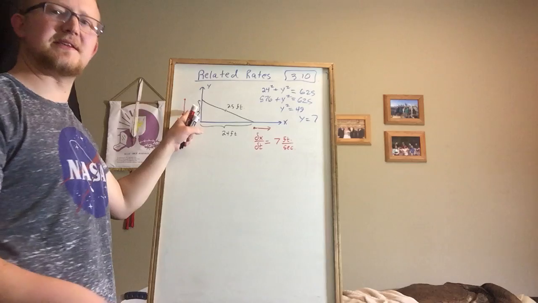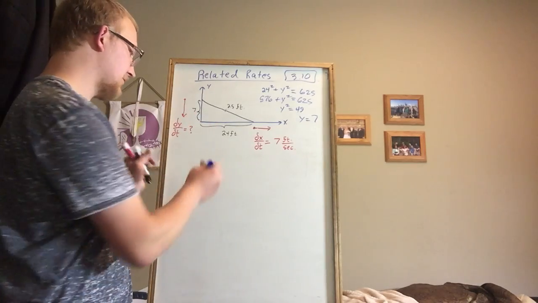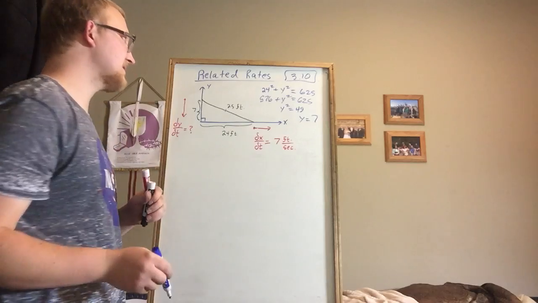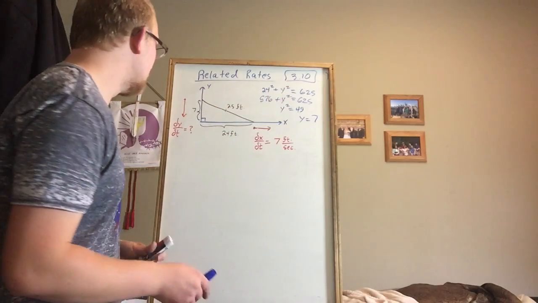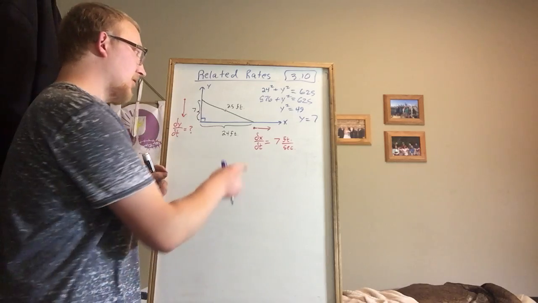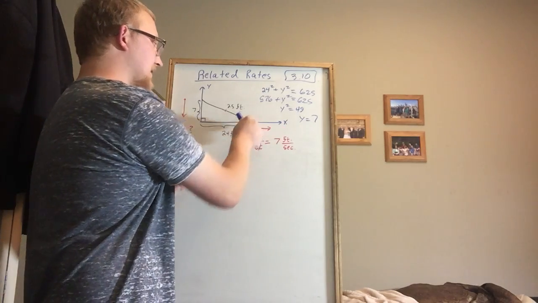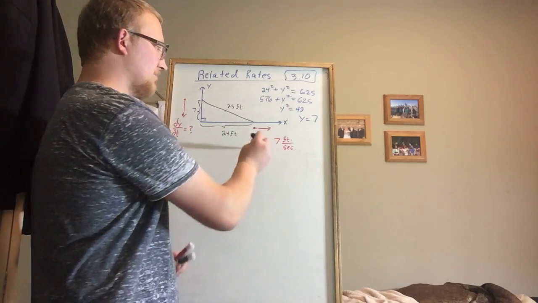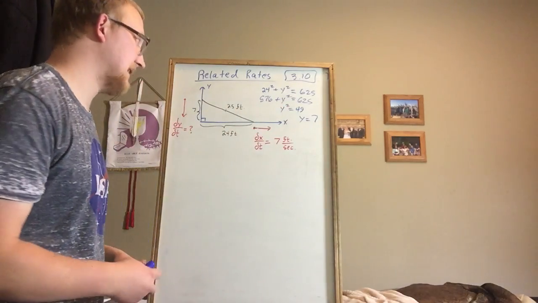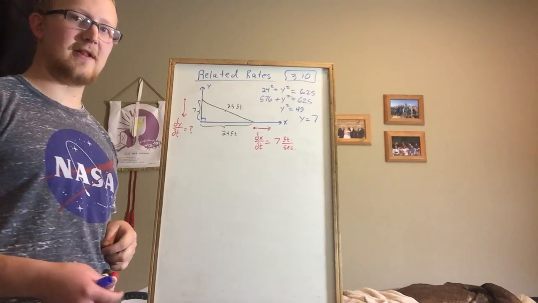Now, they don't tell us that this side is 7, but if you know two sides of a triangle that's a right triangle, you can always solve the third side using Pythagorean theorem, as I did up here. They've also given us the rate of change of this segment of the ladder. In other words, this part that's moving in the x direction that way is moving at a rate of 7 feet per second. The question is how fast is the ladder falling?